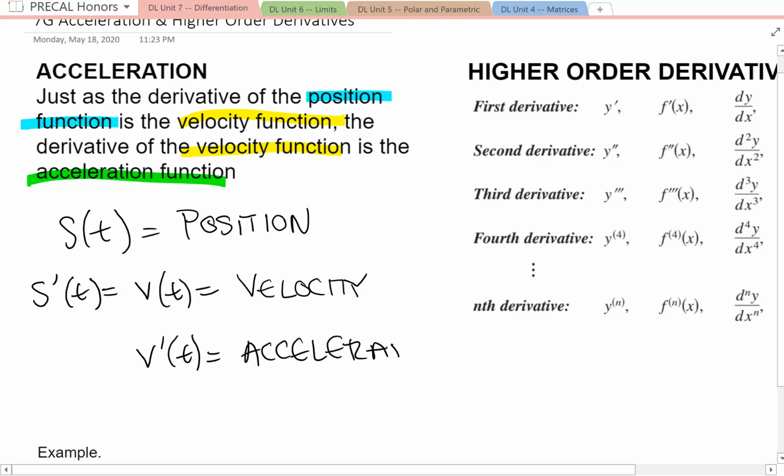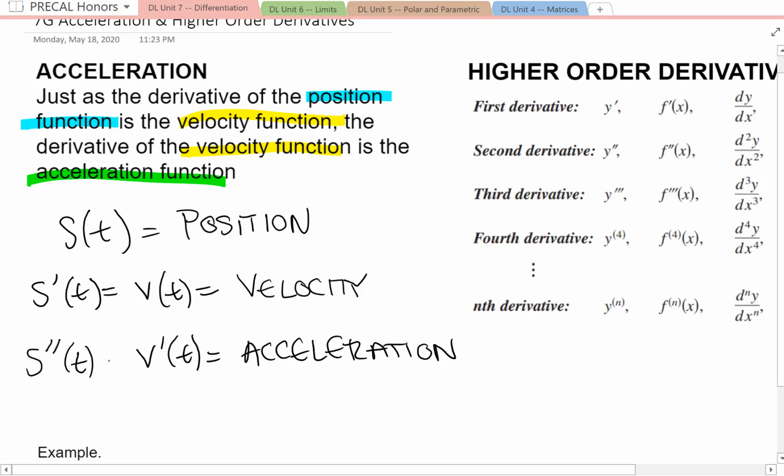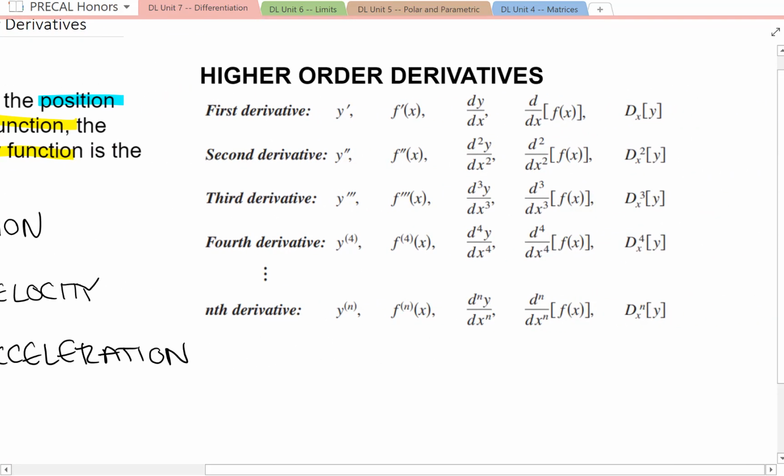That means we derived the position function 2 times. So we found s prime prime of t, or the second derivative of t, or s double prime of t, however you want to say it. These are ways that it is written.